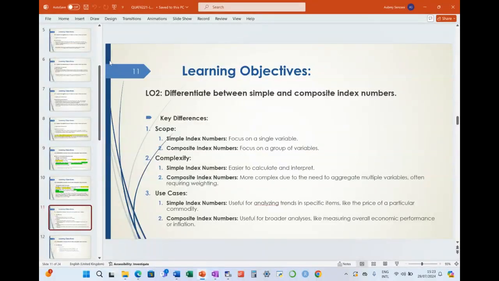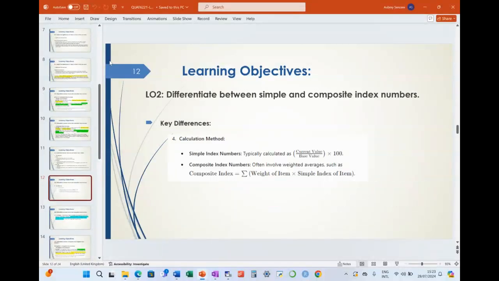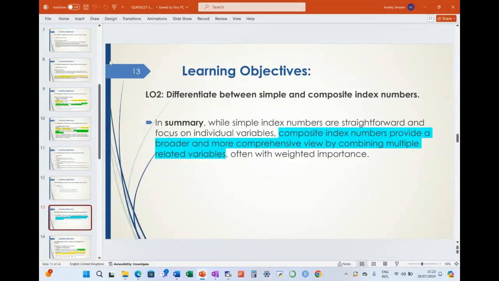All right, then here again, they're now just highlighting the differences, but we actually have been speaking about the differences, okay? Yeah, this I think you guys can go over on your own, but now here we're just doing it from a calculation standpoint. Remember I introduced the concept of the weighting, all right? And we don't always add a weighting when doing composite. Sometimes we'll say all of the variables are equally important, okay? But there you can see even from a calculation standpoint. In summary, composite index numbers provide a broader and more comprehensive view by combining multiple related variables.